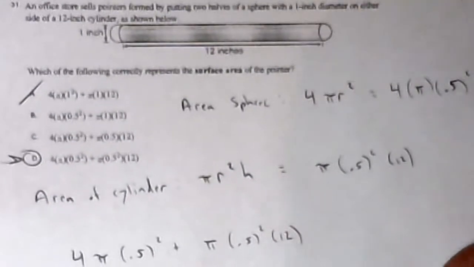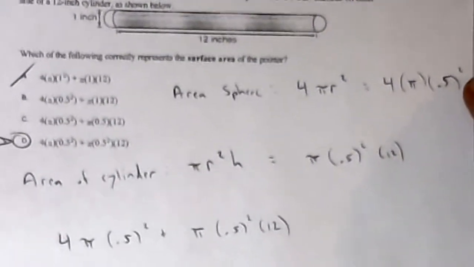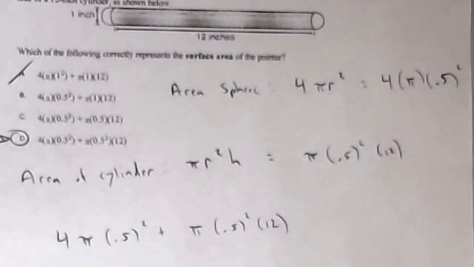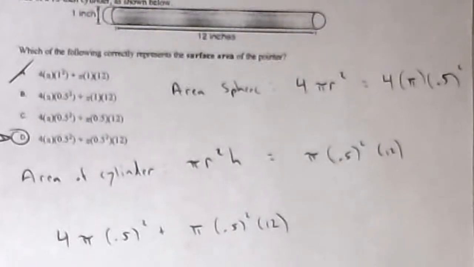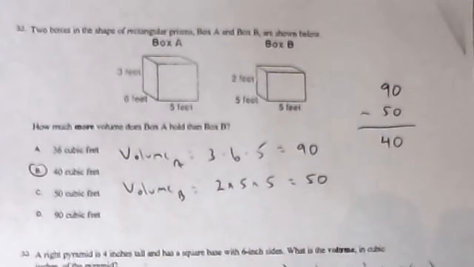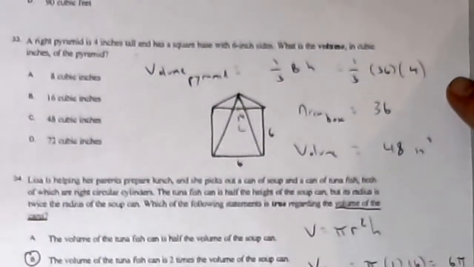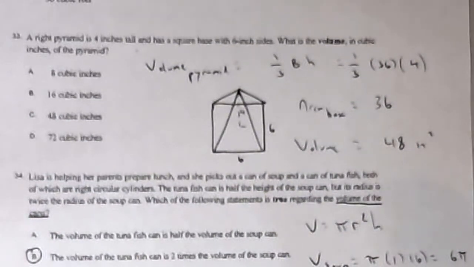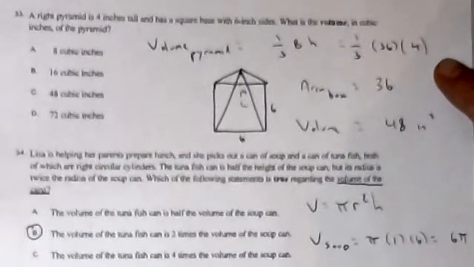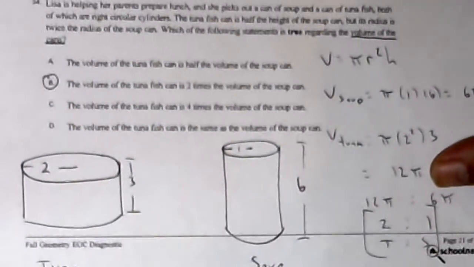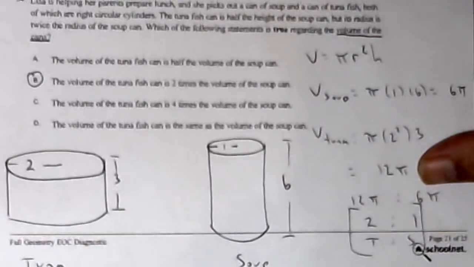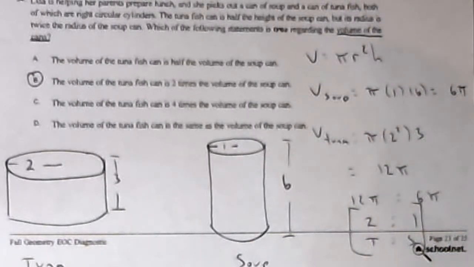Alright, there's this one. You can pause that if you need it. Volume of rectangular solids. Volume of a pyramid. This is a volume page. Volume of cylinders. There it is.